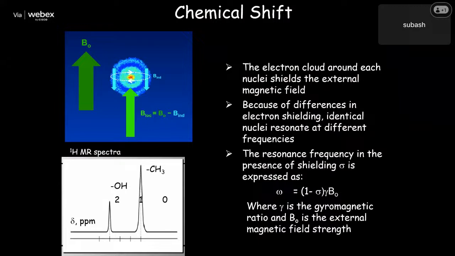So because of this change in magnetic field, there will be a change in resonance frequencies, and there will be a change in peak positions in the NMR spectrum. We call it chemical shift, the change in frequency. Because of differences in electron shielding, identical nuclei resonate at different frequencies, like hydrogen in fat and water, they resonate at different frequencies.